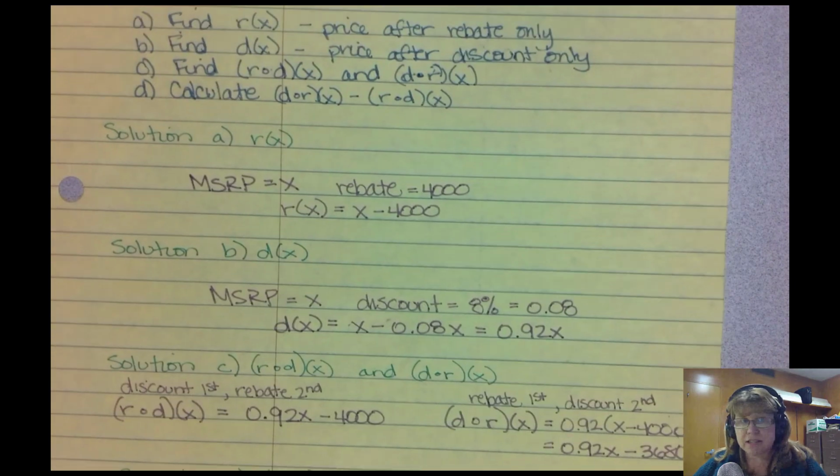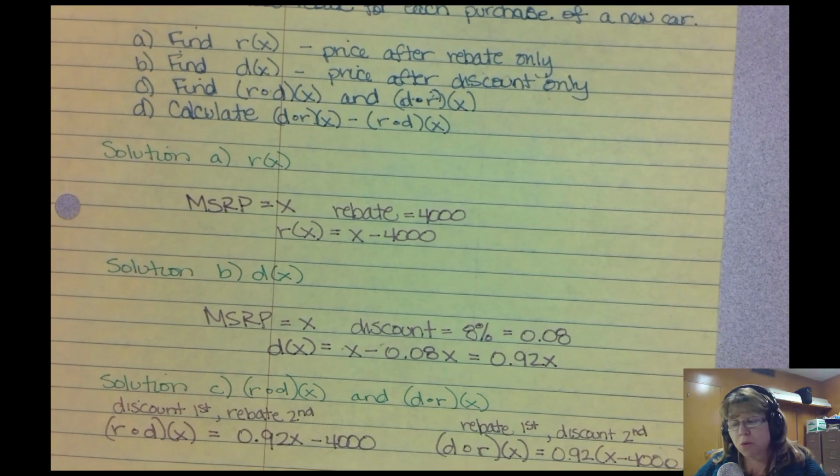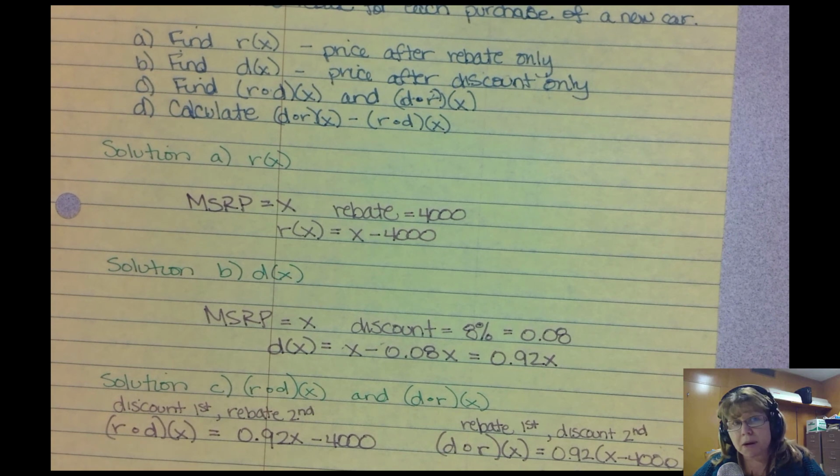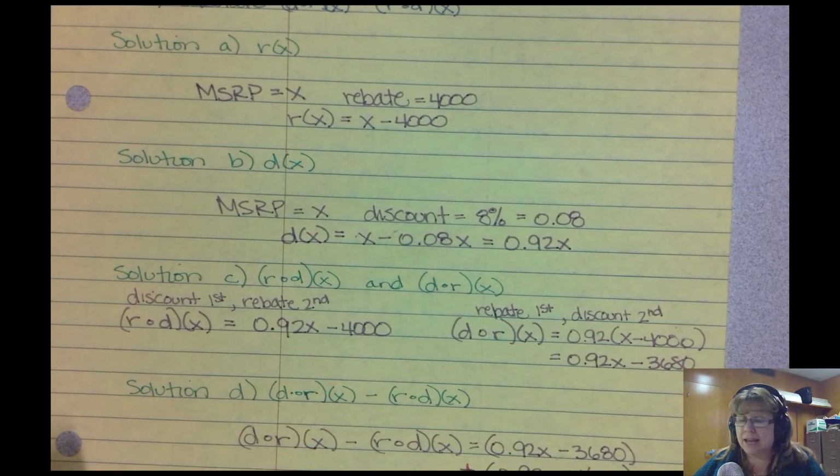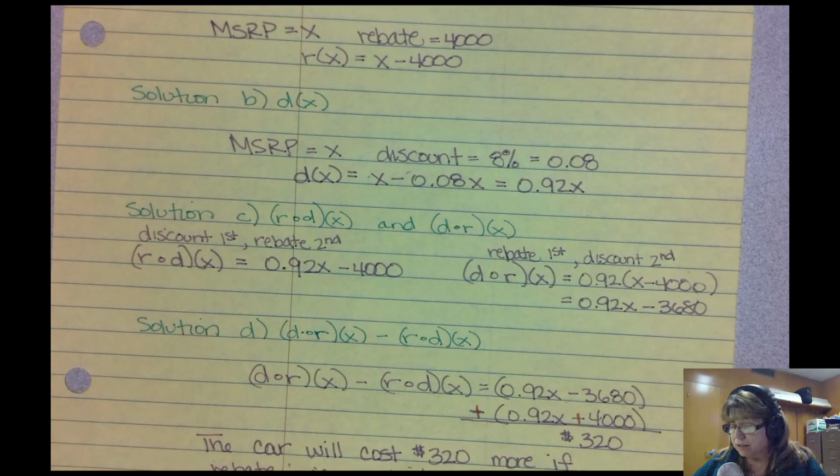So take a look at this problem. It is a real world problem here. If you are buying new cars, manufacturers do give rebates and dealerships do give discounts. Your better deal is to do discount first, then rebate.